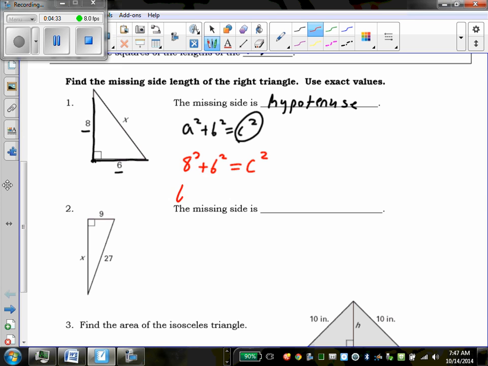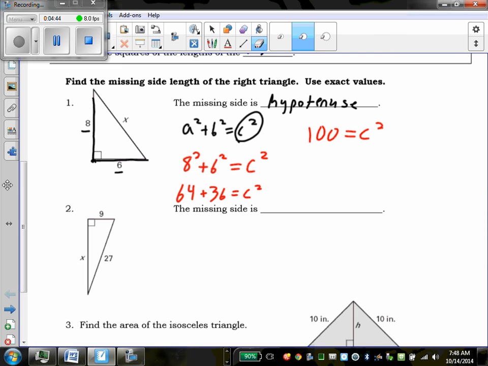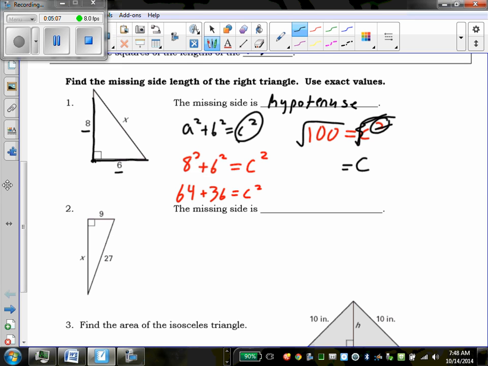8 squared is 64, 6 squared is 36, equals c squared. 64 plus 36 is 100. That equals c squared. We need to get rid of the squared that's on the c, and the way that you get rid of squaring something is by doing the opposite of squaring. The opposite of squaring is the square root. So our last step here is that we're going to take the square root of both sides. When you take the square root of c squared, the squared and the square root cancel out, leaving you just with c over there. And over here, the square root of 100 is 10. So that means that the length of c is 10. And that problem is done.